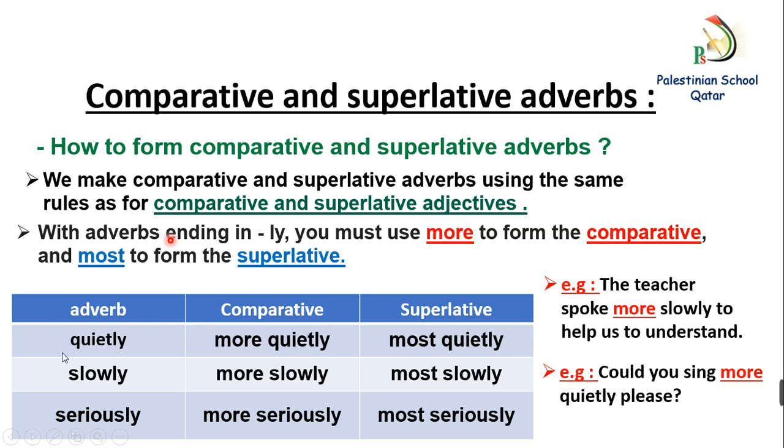For example, quietly, an adverb that ends with ly. How many syllables? It has more syllables. Okay, when it has more syllables, I use with the second part, it is more quietly than, the most quietly, and slowly, more slowly, the most slowly, seriously, more seriously, the most seriously.